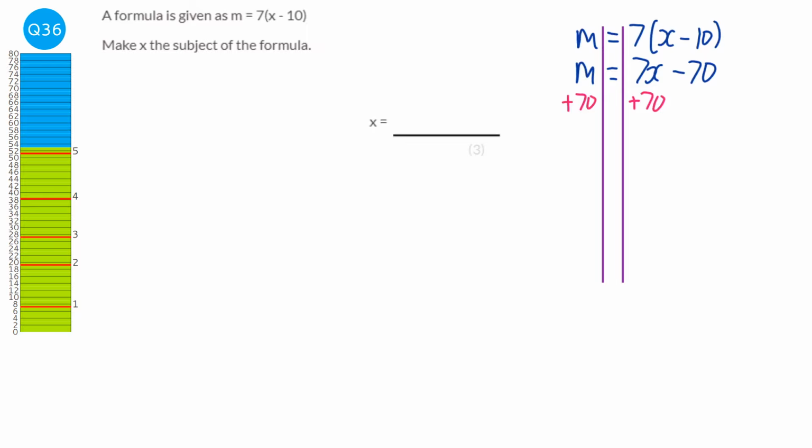So we're trying to get x as the subject, so we're trying to get x on its own. And we're next going to divide both sides by 7. So we have m plus 70, all of that over 7 equals x. So x equals m plus 70 over 7.